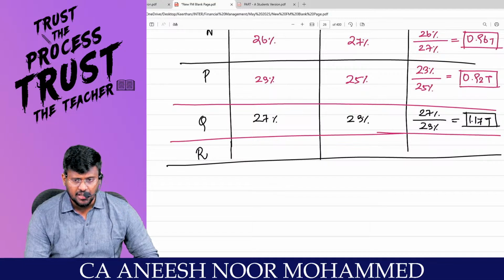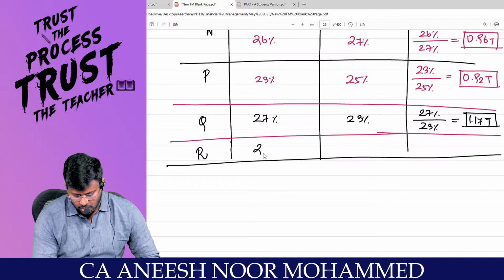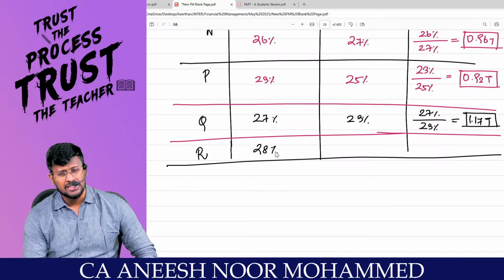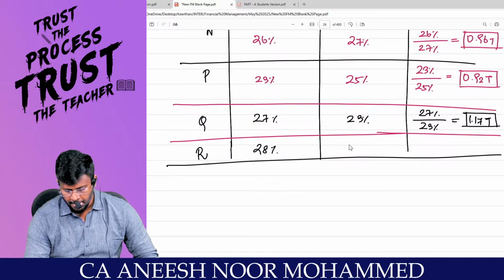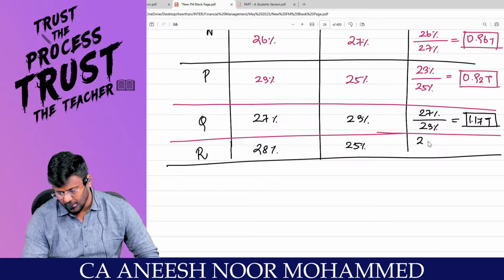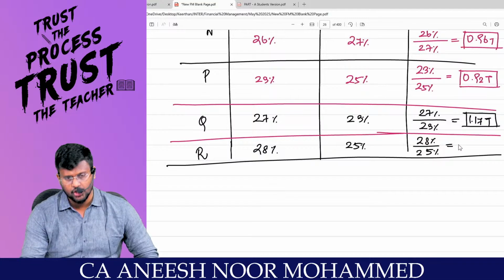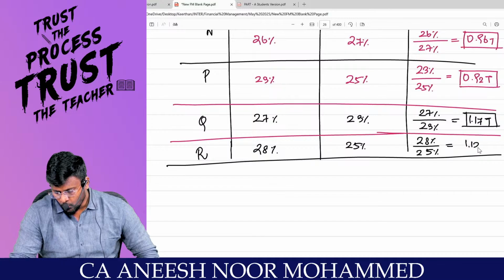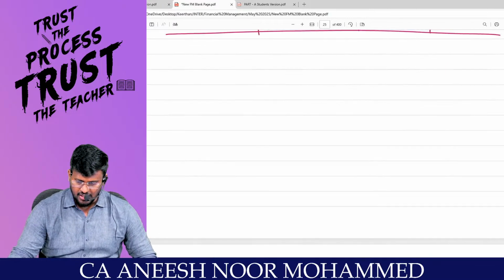Coming to the last firm, firm R. What is the percentage change in EPS? 28 percent. What is the percentage change in sales? 25 percent. 28 divided by 25 comes to 1.12 times is the combined leverage. Shall we check the answer?